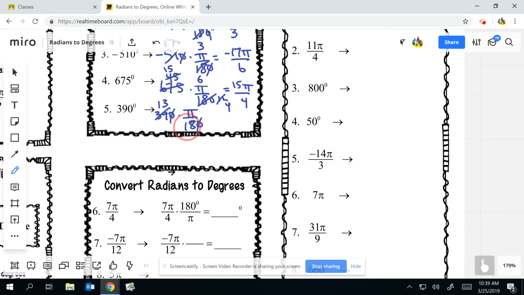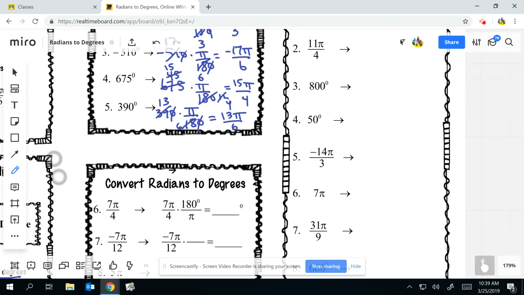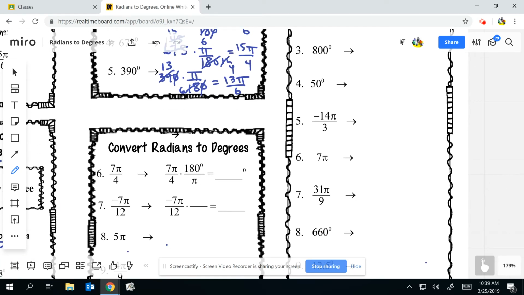18, I can divide by 3 and get 6. So 13 pi over 6 would be your answer there. So that's converting from degrees to radians.